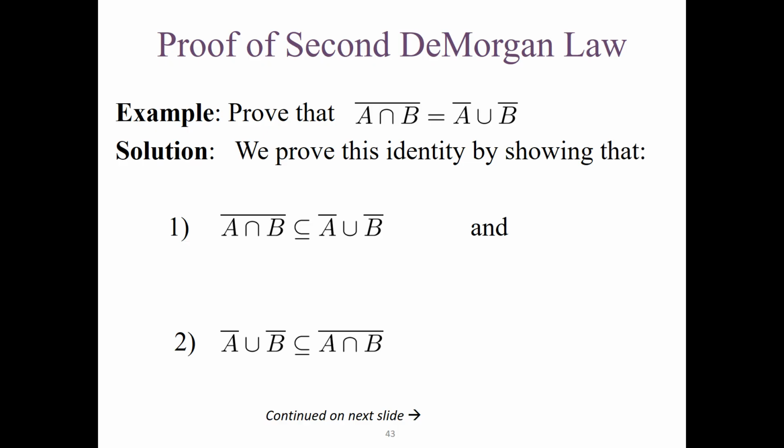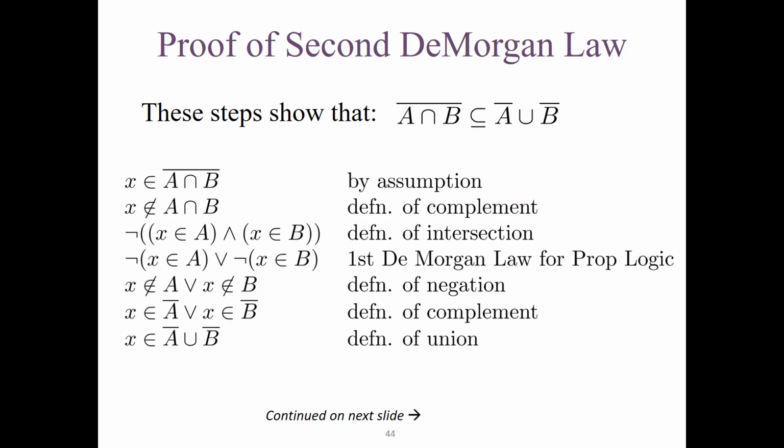Okay, if we want to prove the second De Morgan's law, complement of (A intersect B) equals complement of A union complement of B, let's try the first method: prove that A is a subset of B and B is also a subset of A, then both sets are equal. For the first case, we prove the left-hand side is a subset of the right-hand side. Remember the definition of subset: if every element in A is also an element in B, then A is a subset of B.